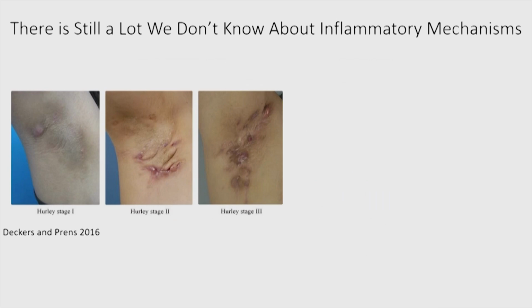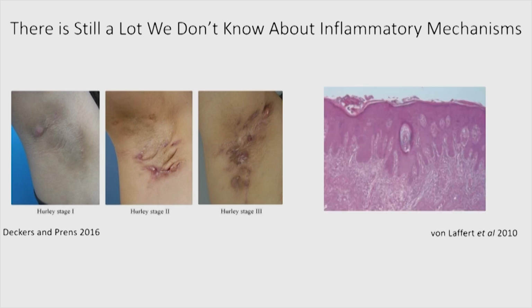However, there's still a lot that we don't know about the inflammatory mechanisms behind HS, particularly what the mechanistic differences may be between the Hurley stages. So in Hurley stage 1, we get the formation of these nodules. In Hurley stage 2, we get those sinus tracts forming, and in stage 3, you get that extensive scarring and a much broader lesional site.